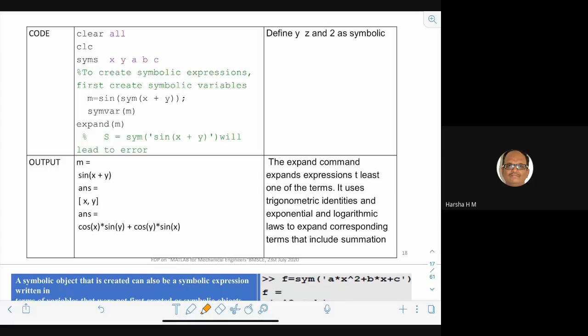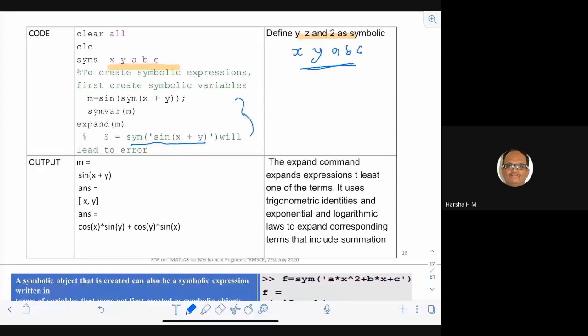See, observe this. This is defined as syms x, y, a, b, c. So x, y, a, b, and c are defined as symbolic variables. Then, if you try to define it this way, it is better. But if you try to define it the other way, I told you this is not acceptable and leads to an error. If you define it as sin of sym of x plus y, then it will accept it. You can just try to look at these commands and explore this.